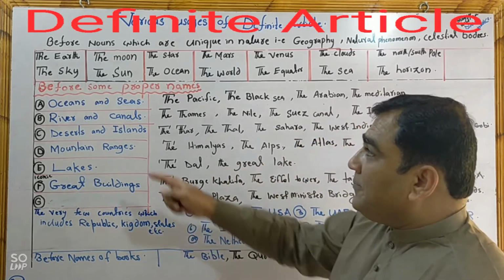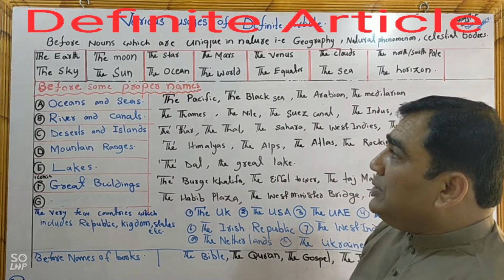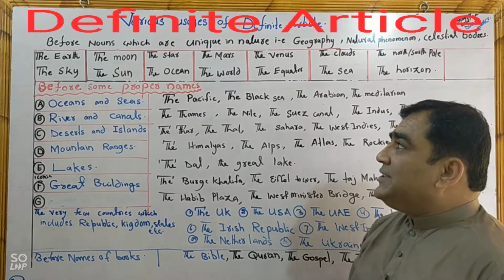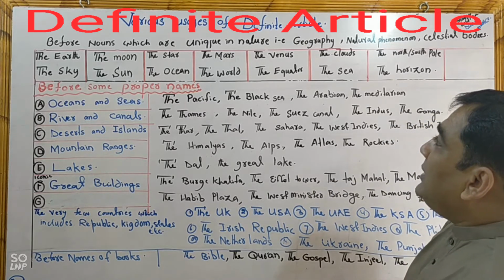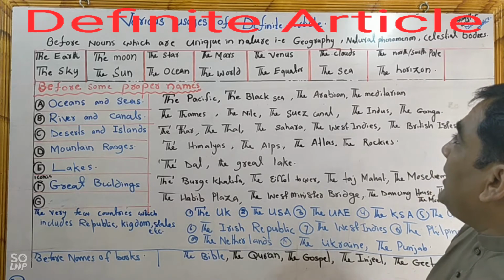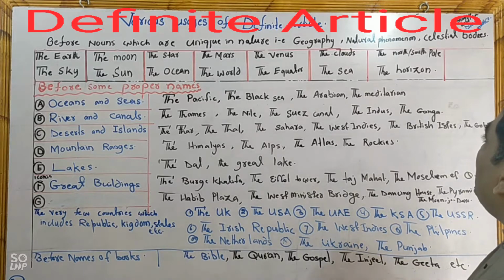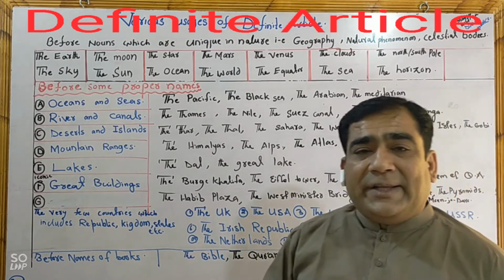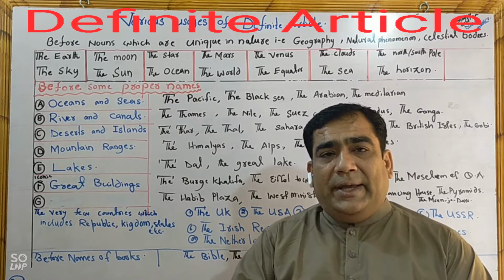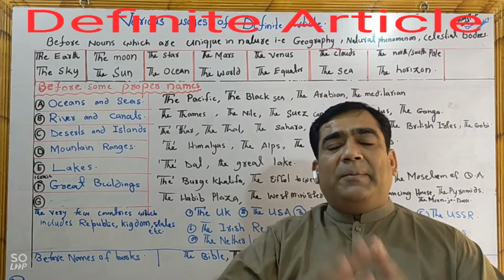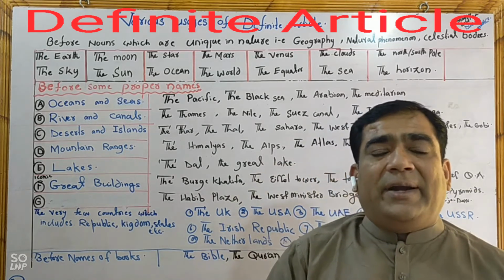For example, the earth, the sky, the moon, the sun, the star, the ocean, the Mars, the world, the Venus, the equator, the clouds, the sea, the North and South Pole, the horizon. These are unique in the world, and they are just one in number. That's why we put the definite article.